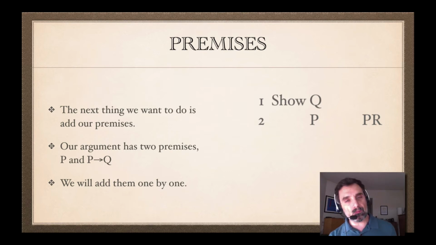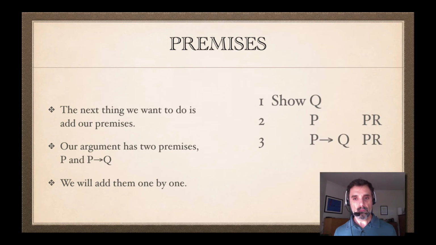And by the way, this isn't mandatory, but it helps to look at the argument. We don't put the P all the way on the left. We put it under the Q, because we're not trying to show P. We're using P to show Q, and so it's not something we're trying to show anymore. And then we put in our second premise, if P then Q, and we write P arrow Q.